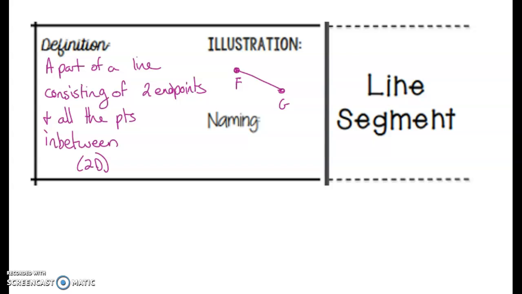And so it's a piece of a line. It does not extend forever, so there's no arrows. And when we name it, we can call it FG, and we put a line segment on top with no arrows, because arrows mean line. So a line segment has no arrows. So we can call it FG or GF.